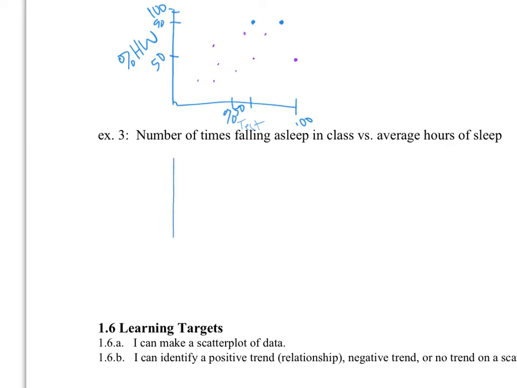So let's draw our grid again. We want to make it realistic. And this time I'm going to put the hours of sleep on the x-axis because hours of sleep represents time. And generally time is going to go on your x-axis.